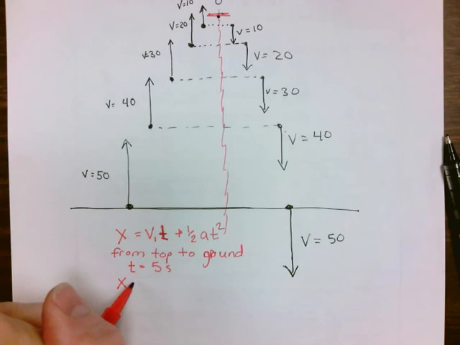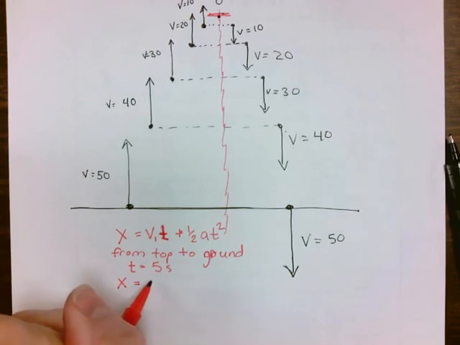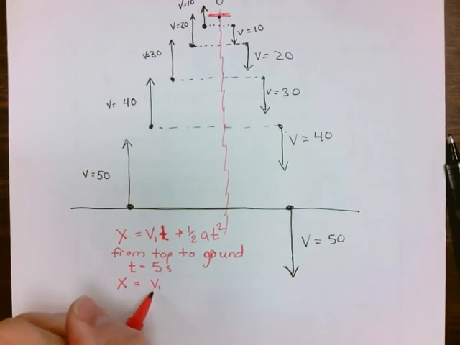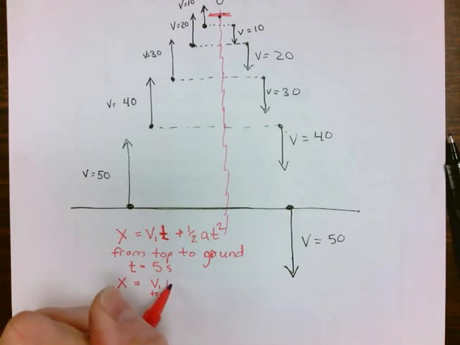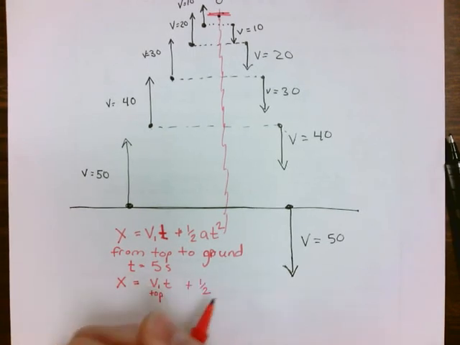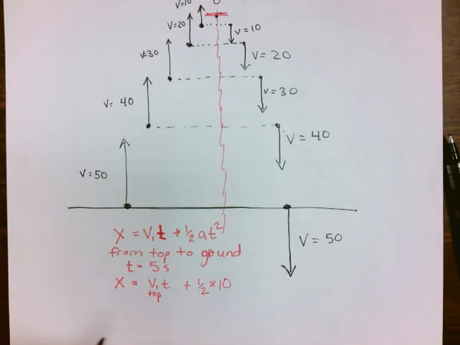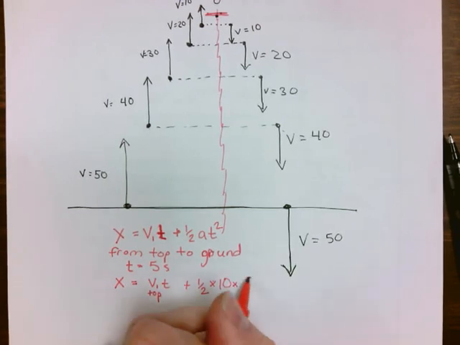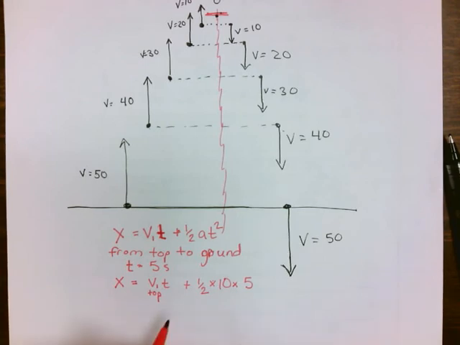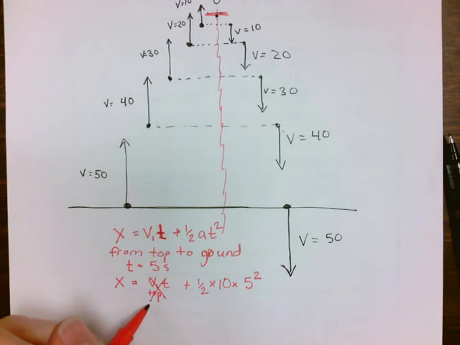So distance fallen is, I started at the top, v1 at the top, times time, plus half times g, right? Half times acceleration due to gravity, which we're rounding up to 10, times how much time it spends falling from the top. So that was 5 seconds. This v1 at the top is 0, so I can eliminate that.